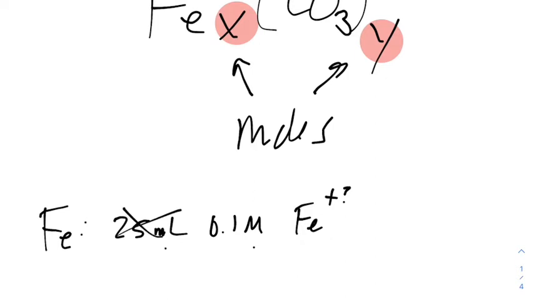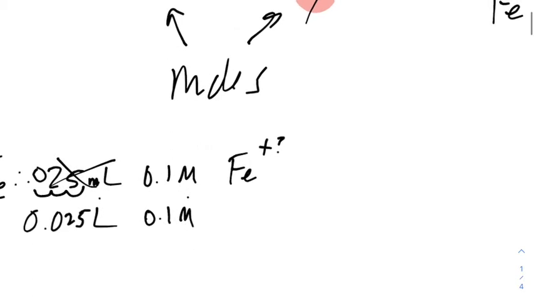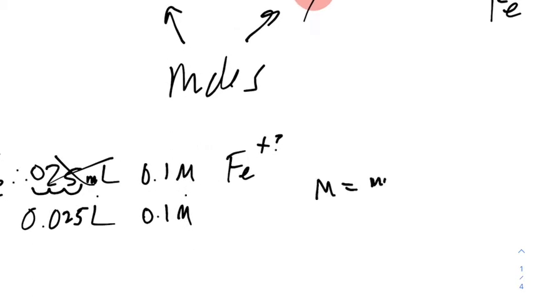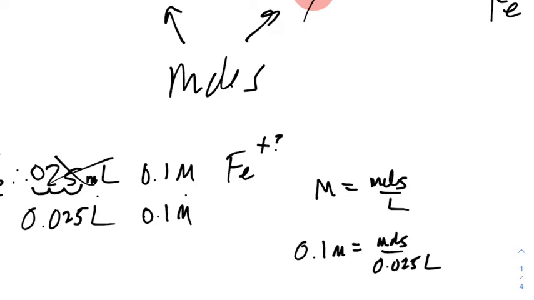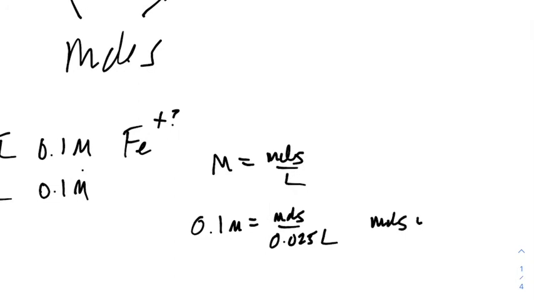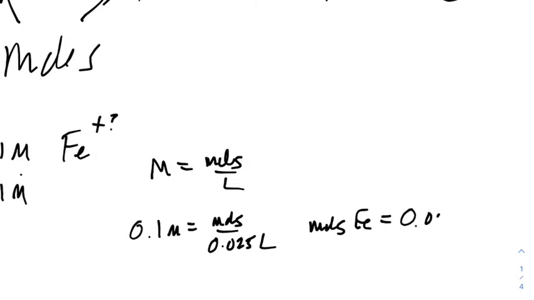So 25 milliliters is really 0.025 liters. You should be okay with that. And it's 0.1 molarity here, so you should be able to plug these into molarity is equal to moles per liter. You've got a 0.1 molarity, and that's going to be equal to the moles that we don't know per 0.025 liters. Solve for the moles. So the moles of the iron turns out to be 0.1 times 0.025. That's going to be 0.0025 moles that are there.